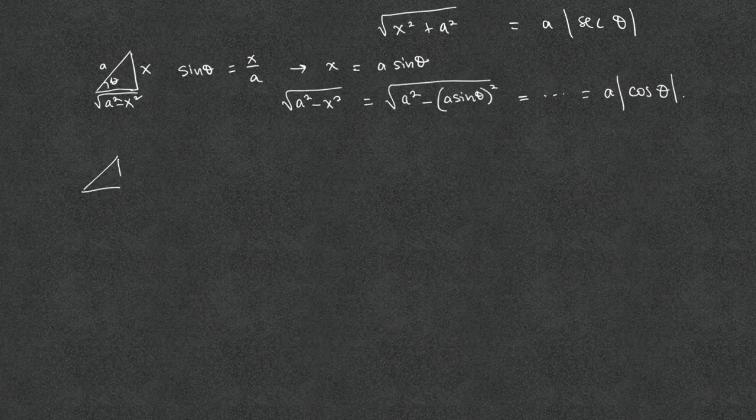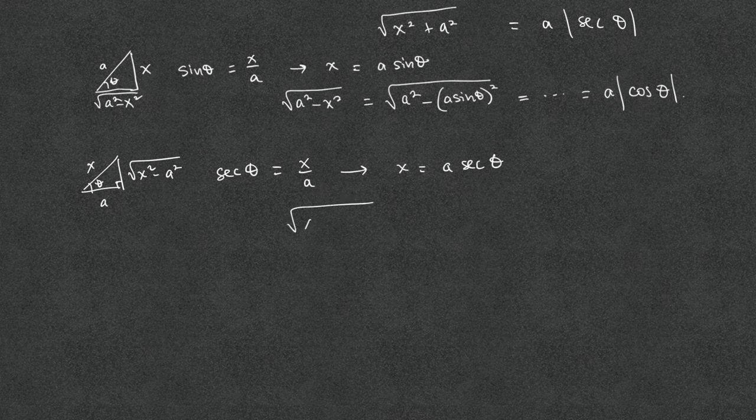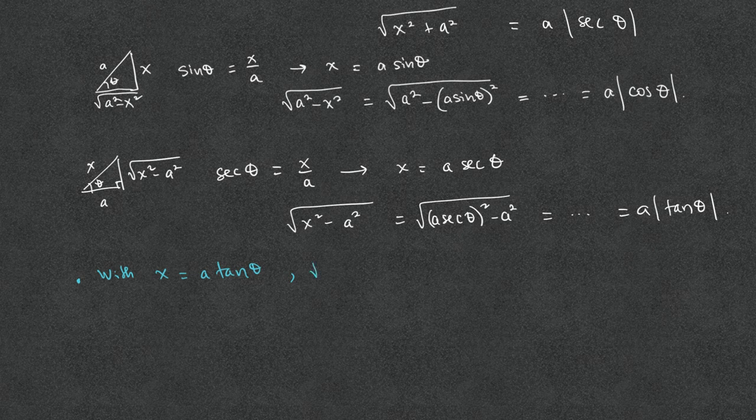Consider another right triangle whose hypotenuse is x. One side is a, so the missing side is the square root of x squared minus a squared. Secant of theta is x over a in this case, so x is a times secant theta. The square root of x squared minus a squared is the square root of a secant theta squared minus a squared, which can be simplified to a times the absolute value of tangent of theta.